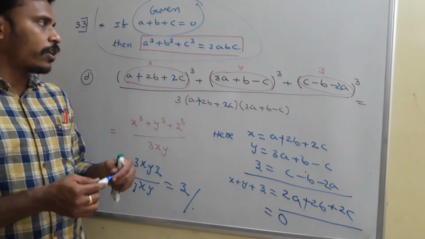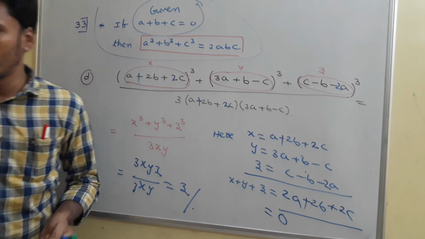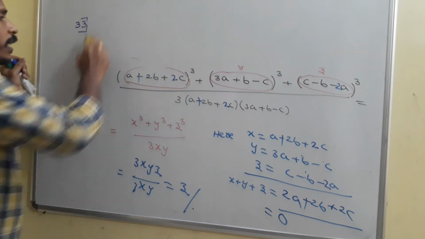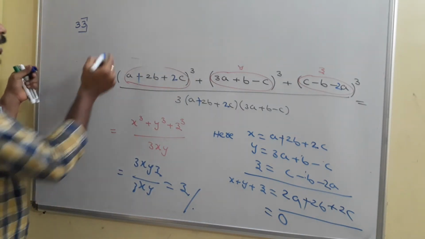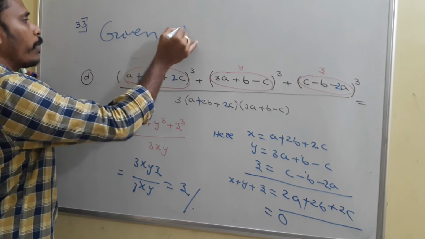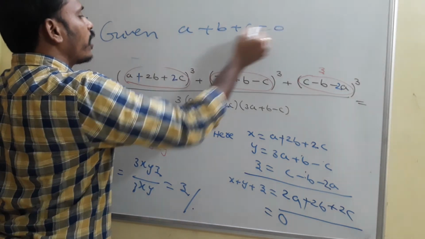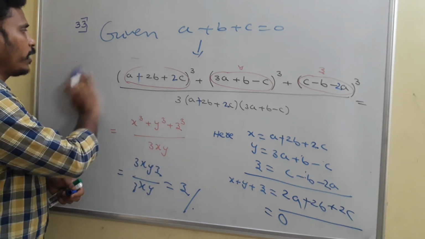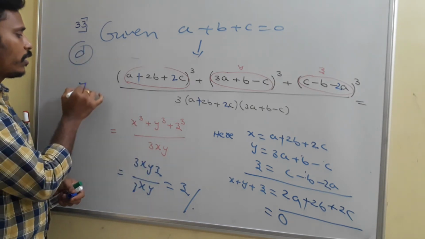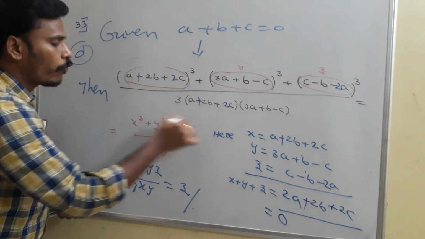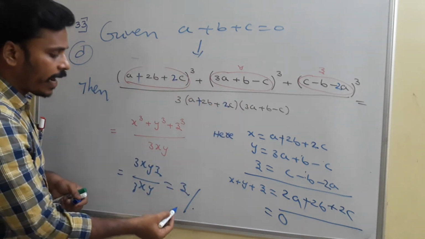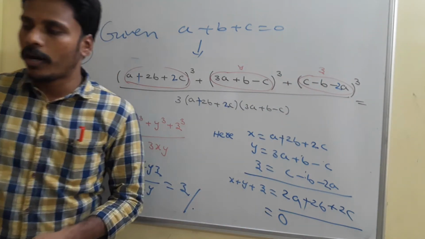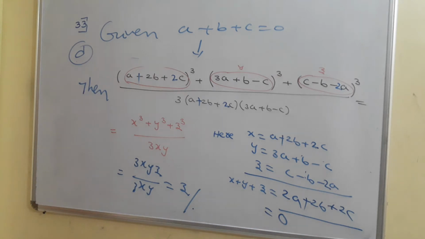Just I framed a question based on that a plus b plus c is 0. This is a rule actually, but for the problems what we did, if given a plus b plus c is 0, then only there is a chance to discuss all these problems. Given a plus b plus c is equal to 0, then we need to find out this particular value, and at the end your answer is z, and that z is c minus b minus 2a. Just have a look, and then I will give you the next problem.